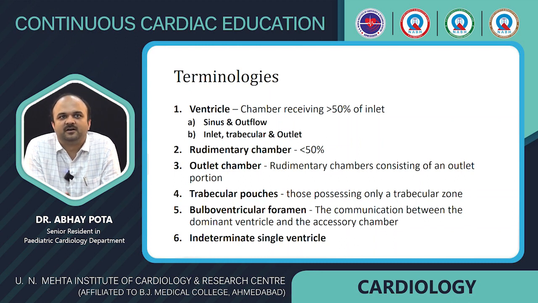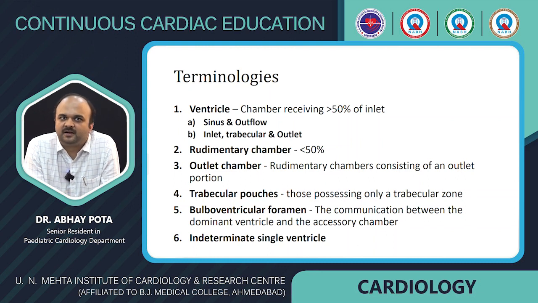Now we must have heard terms like sinus, inlet, outlet, trabecular, outflow parts. There are multiple terminologies. So basic is that initially RV was thought to have only two parts, sinus, that is inflow, and outflow. Over the period of time we learned that there are three parts of RV: inlet, trabecular or muscular part, and outlet portion. Ventricle is something which receives more than 50% of inlet.